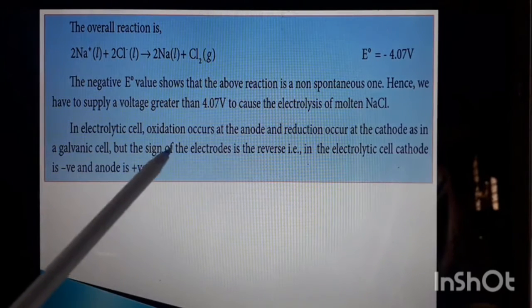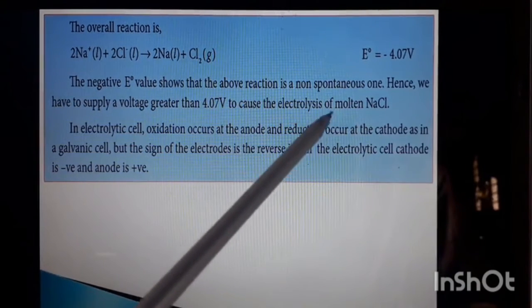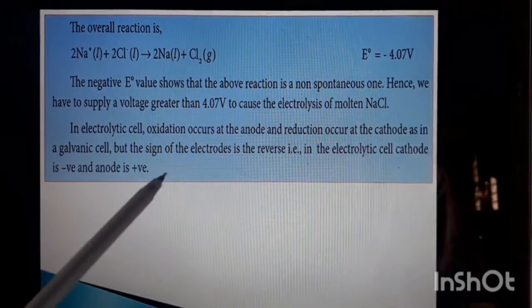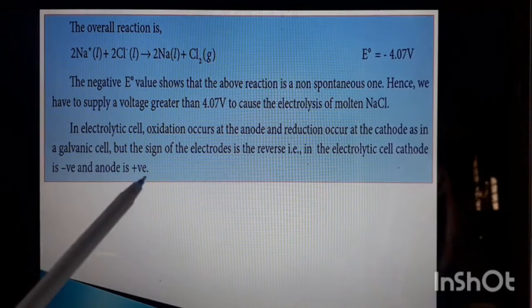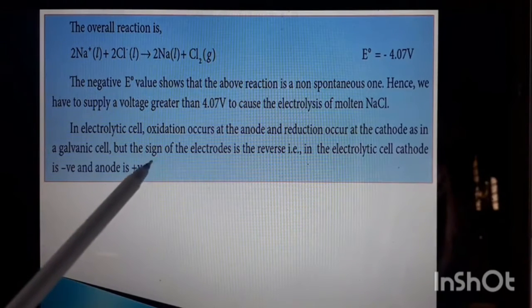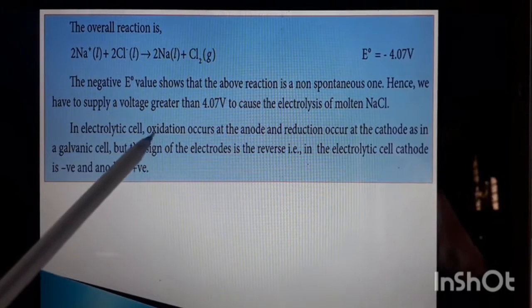So oxidation occurs at the anode and reduction occurs at the cathode in both, but in the electrolytic cell the cathode is negative and the anode is positive, whereas in the galvanic cell it is reversed. So this is the condition. Okay.